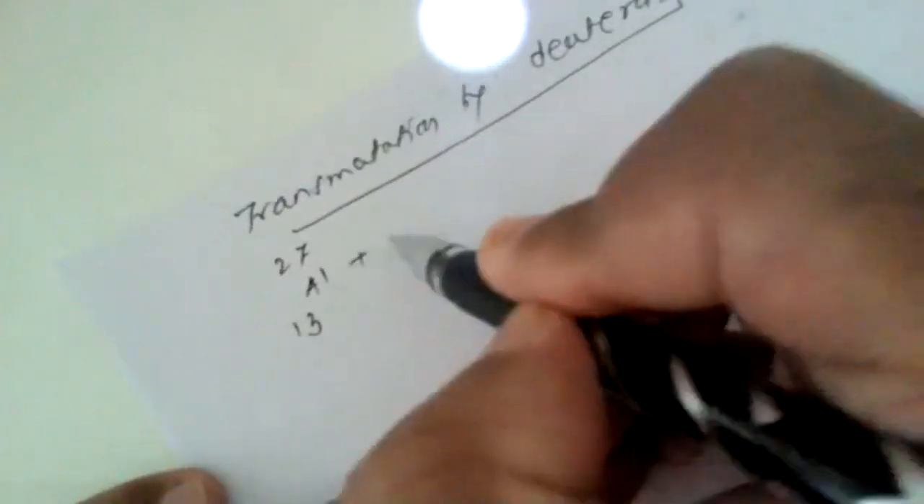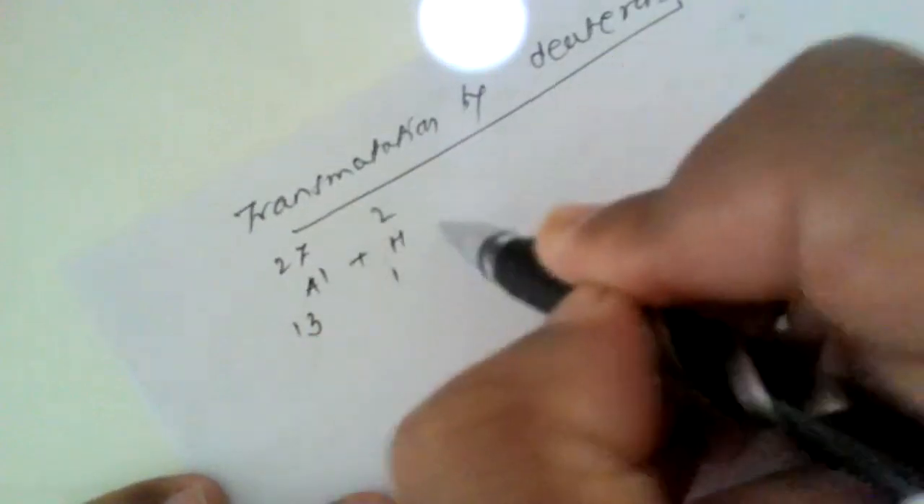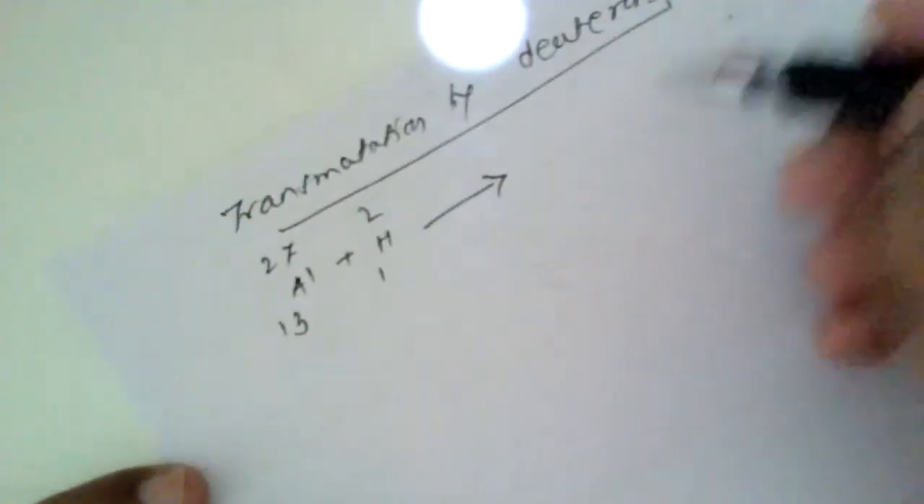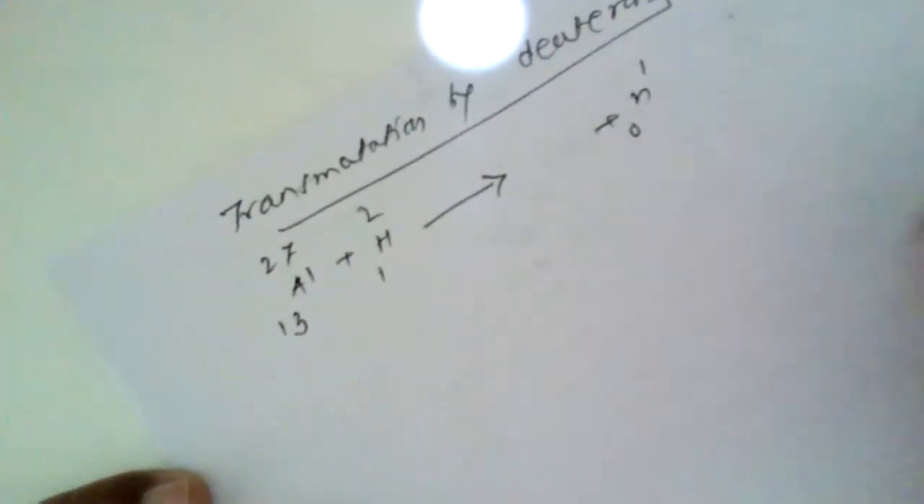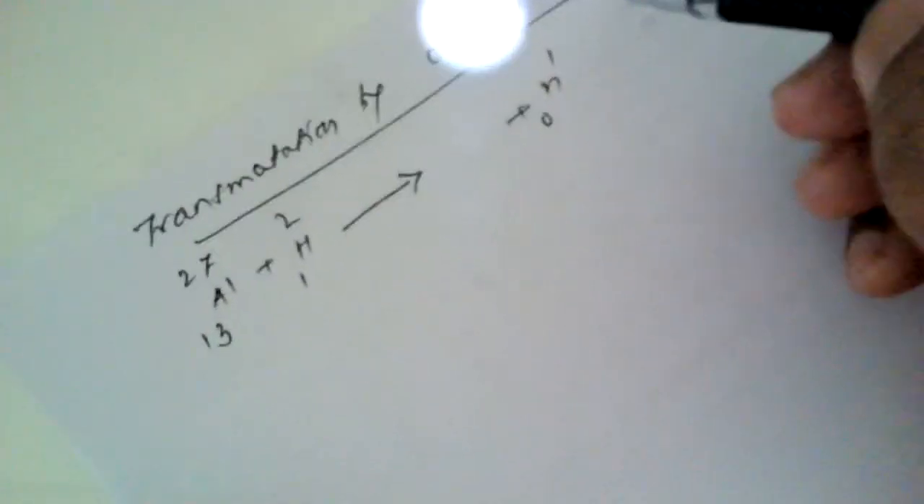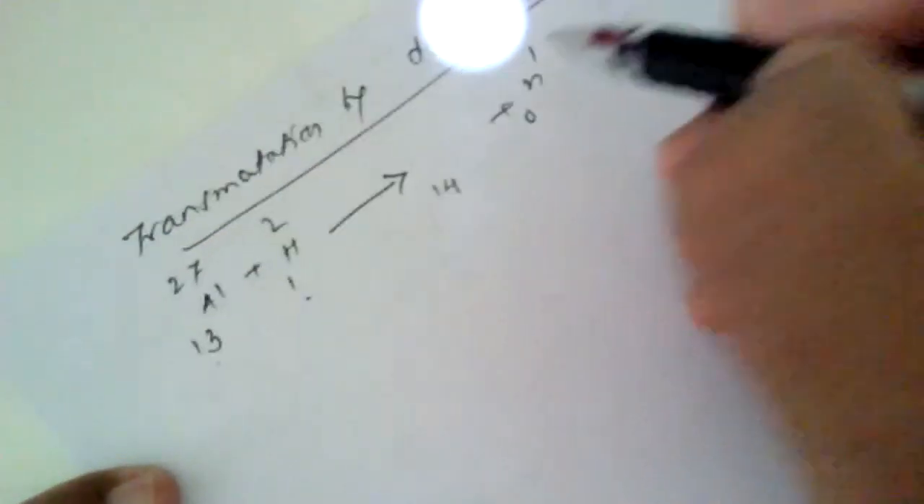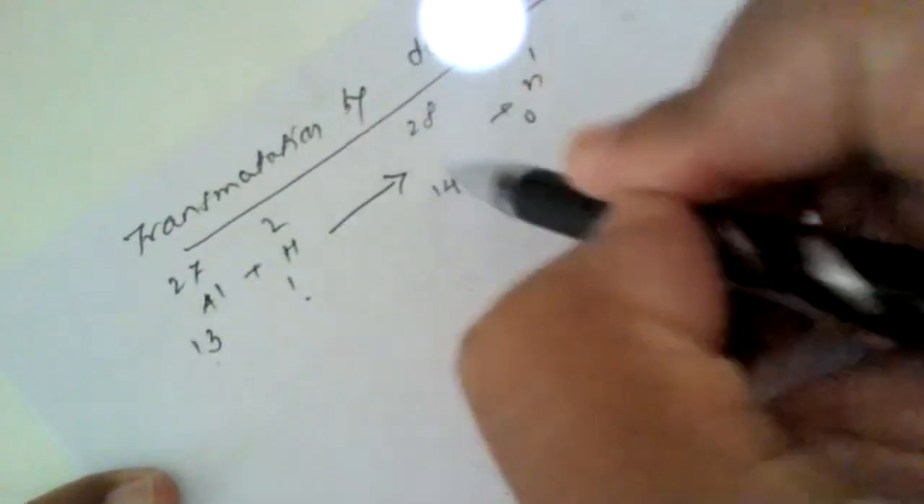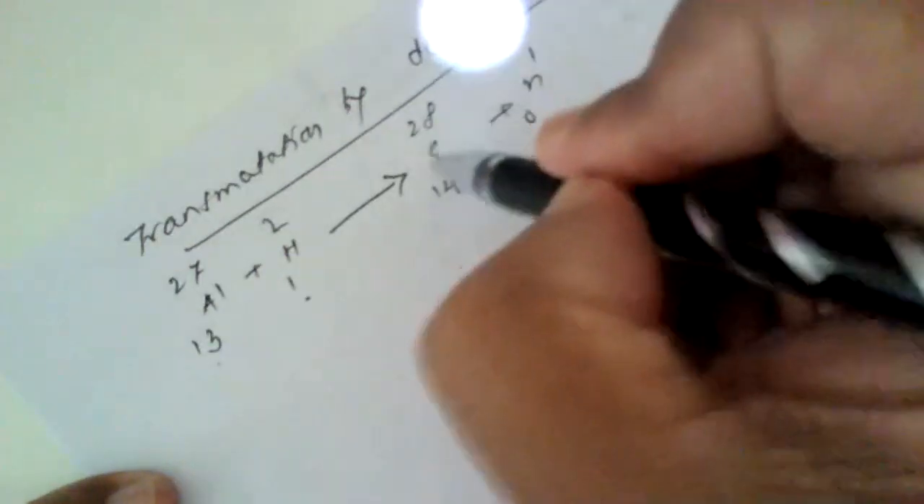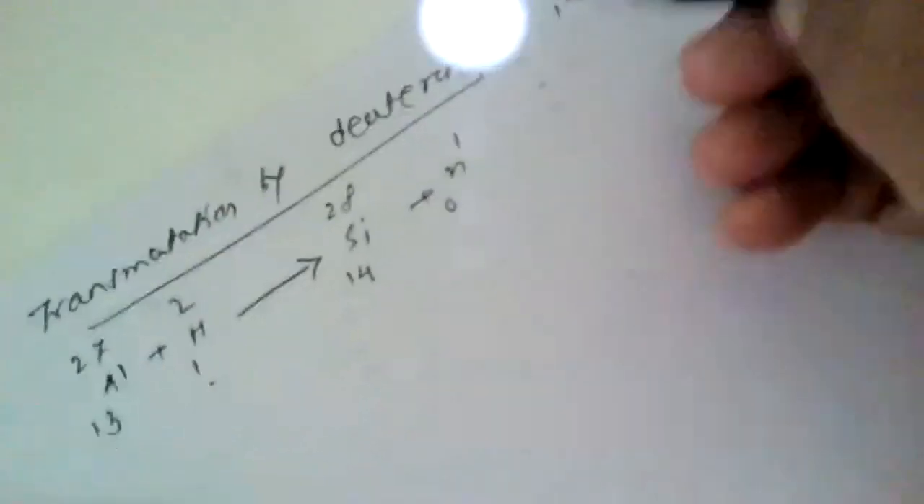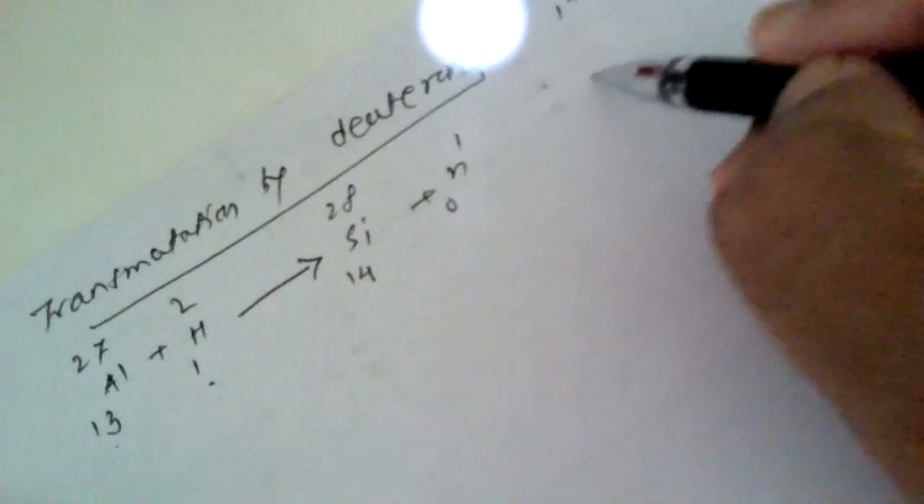13Al27, the deuterons 1H2. During this course, again neutrons are ejected. Now it is very easy to write the product of this reaction. 13 plus 1 is 14. 27 plus 2 is 29. Minus 1 is 28. Atomic number 14 is of silicon. How can we write this reaction?